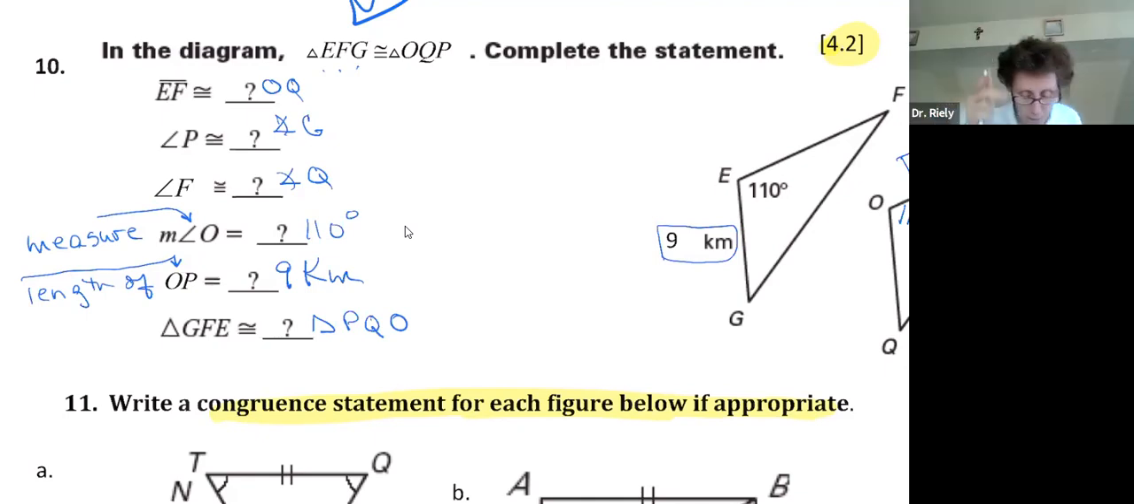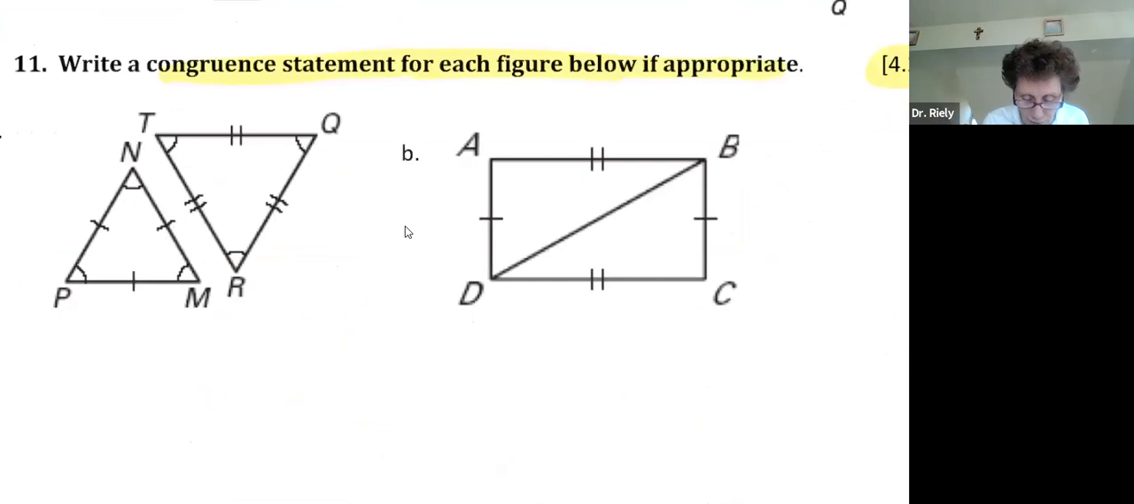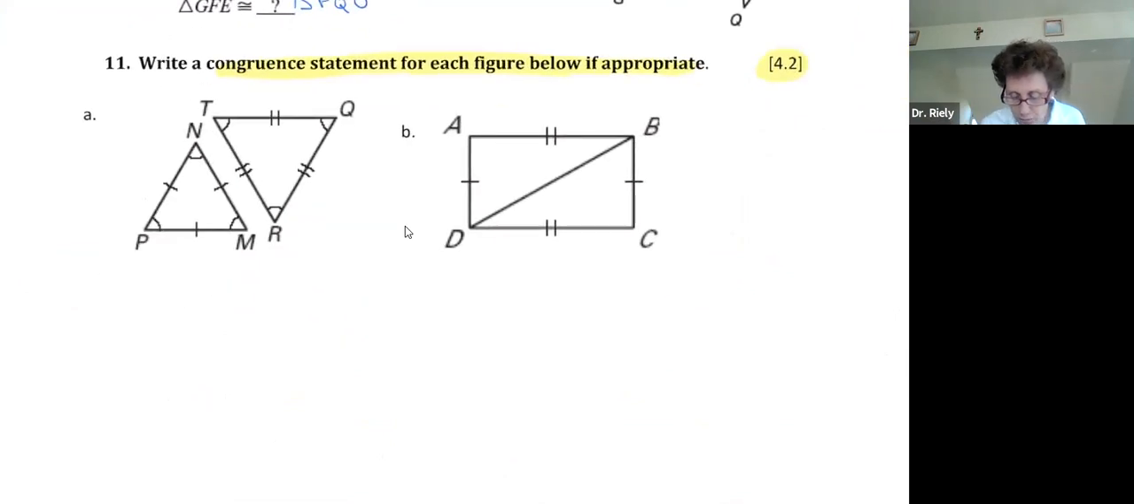All right, so then the other problem I had, down here it says write a congruence statement for each figure below, if appropriate. So because this first one, A, all the sides are equal here, and then all the sides are equal here, but they're not equal to each other, I can say that they are not congruent. Okay, I can't say that the sides are the same. All that they have in common are all the angles, and that is not sufficient to show I have congruency.